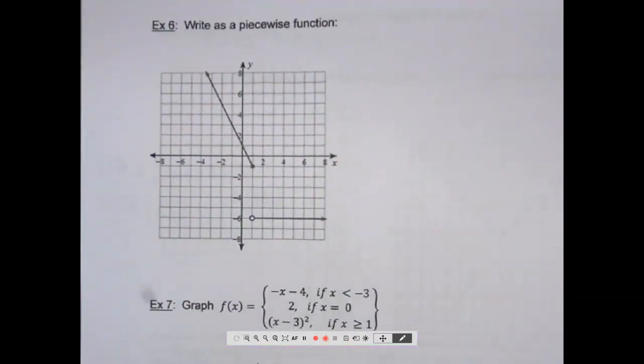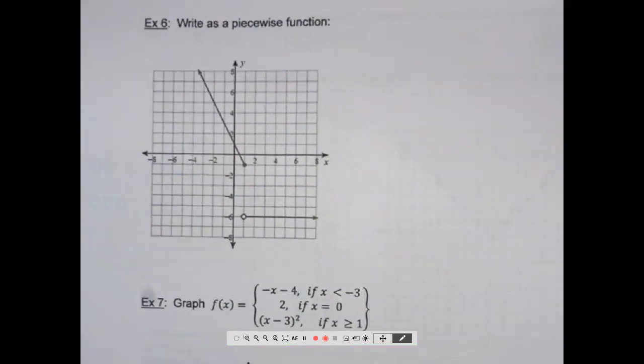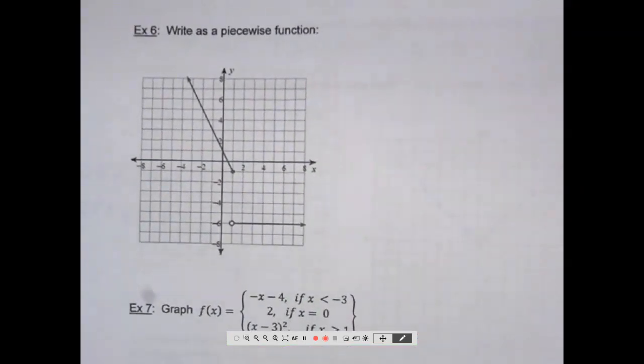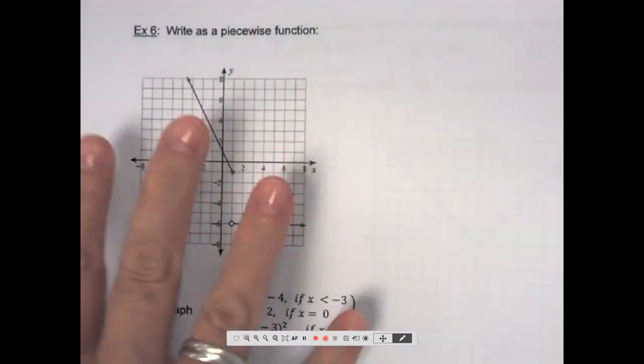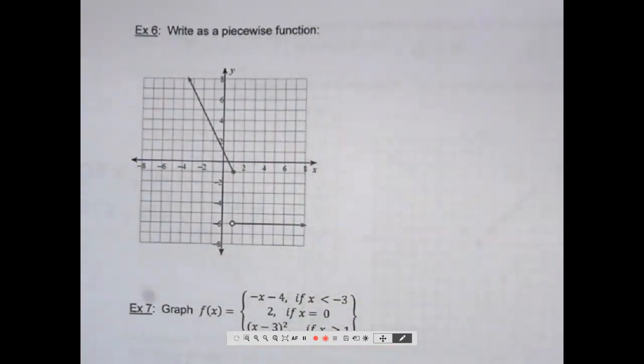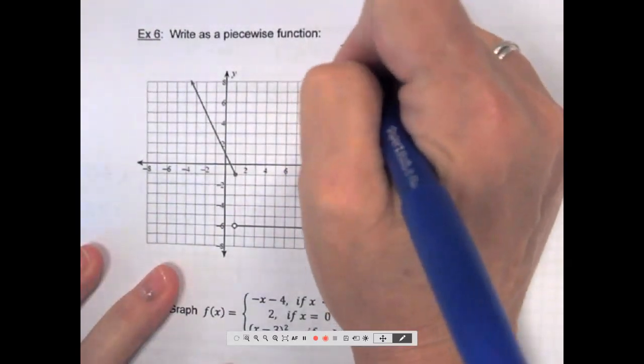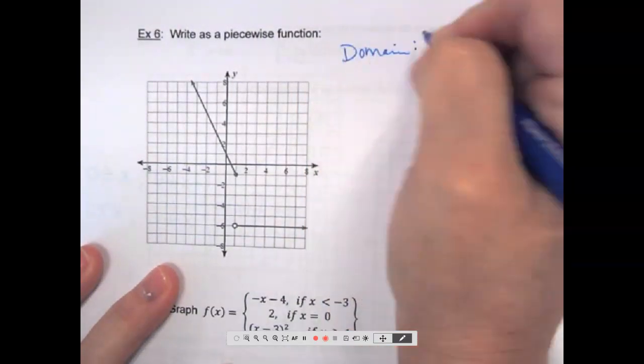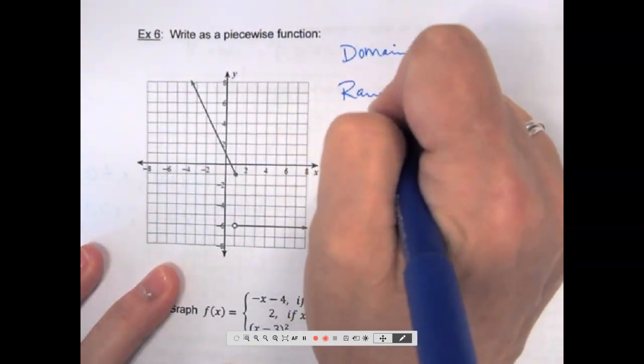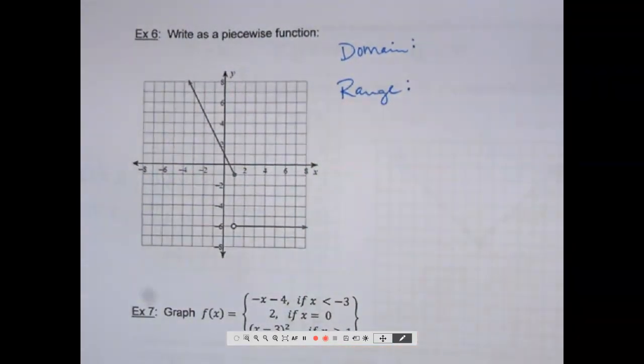Next. Okay, we're going to take this one. We're going to do two things. We are going to write it as a piecewise function, but first of all, I'm going to ask you about the domain and the range of this. And then we'll write it as a piecewise. Okay, so you guys told me domain is a set of x values. Okay, what kind of x coordinates do I find on this graph? It's not a real easy question, is it?